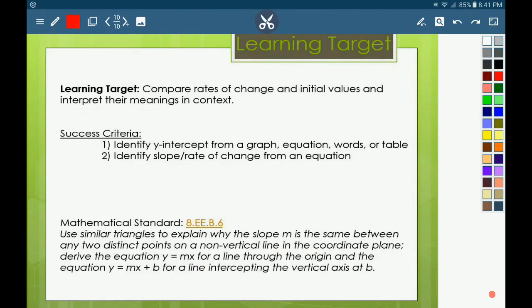All right, so just to sum up, our learning target for today was to compare rates of change and initial values and interpret their meanings in context. We haven't quite covered all of that learning target yet, but we will be getting there throughout the next couple days. The success criteria that we had today was we were able to identify the y-intercept from a graph, an equation, words, or a table. Okay, you can look at any of the 3 examples and see any of those different things. We also were refreshed on how to find slope or rate of change from an equation. We also looked at it in a graph as well.